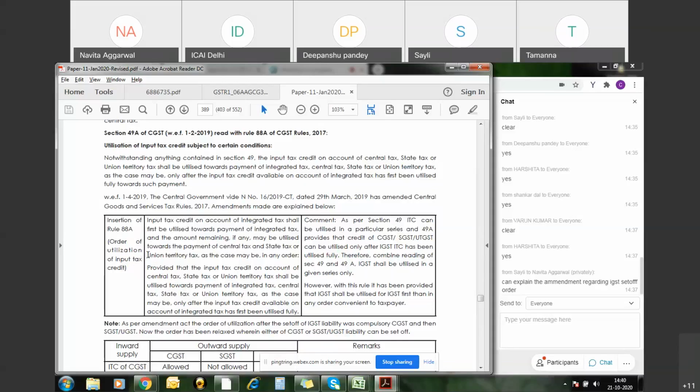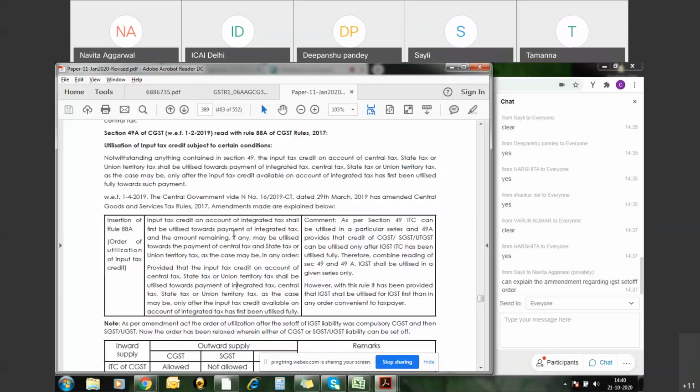So now the thing is, what should be the order of utilization of the input tax credit? Input tax credit on account of integrated tax shall first be utilized towards payment of integrated tax, and the amount remaining, if any, may be utilized towards payment of central tax, state tax and union territory tax. Now in the new rule, an order has been given.